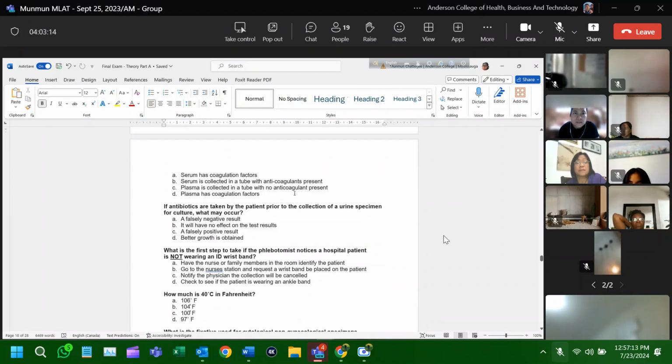What is the difference between plasma and serum? Serum doesn't have the coagulating factors because they have been used. Plasma still has the coagulating factors. Letter D. Yes, letter D.